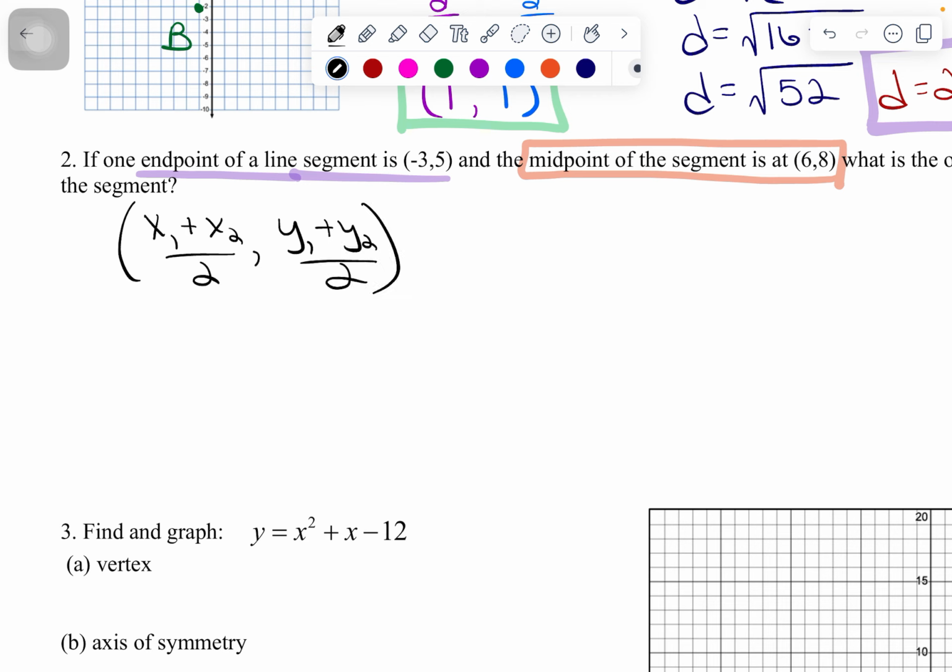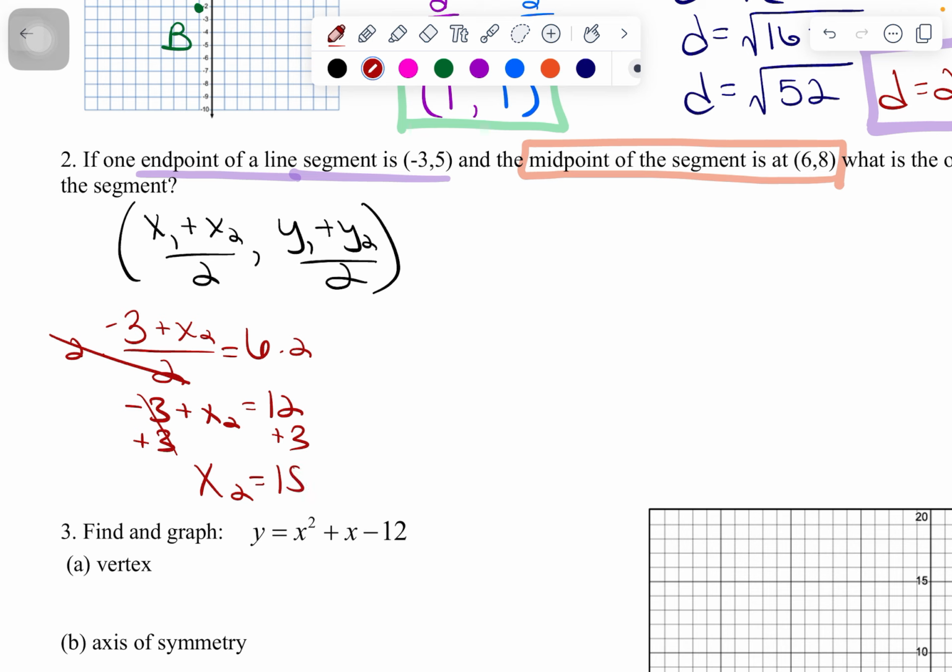So I've given you the x value and a y value, and I've told you what they end up equaling. So let's do a little substitution here. x1, that's going to be my endpoint, is going to be -3 plus x2, I don't know what that is, over 2 is equal to the x value of the midpoint. So it's going to be equal to 6. Now, how do you solve this thing? Well, let's multiply by 2. So -3 plus my second x is going to equal 12. I'm going to add 3 to both sides. So my second x value is going to be 15.